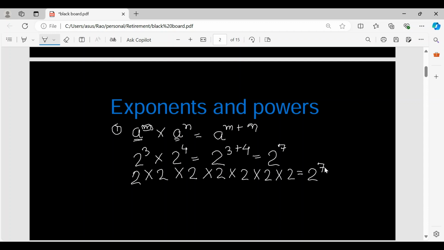So this equation and this equation are the same. So we can write that a raised to the power m into a raised to the power n is equal to a^(m+n).